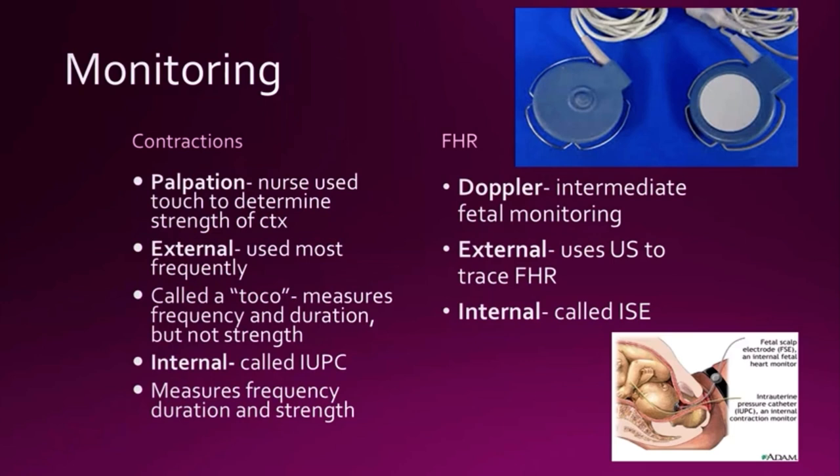There are two main ways that we can monitor for contractions. The most common way that we do that is something called an external monitor. It's non-invasive. It's called a TOCO, and the TOCO actually sits on the top part of the uterus. If you remember from your antepartum lecture, the top part of the uterus is called the fundus. So this will actually sit on the fundus.